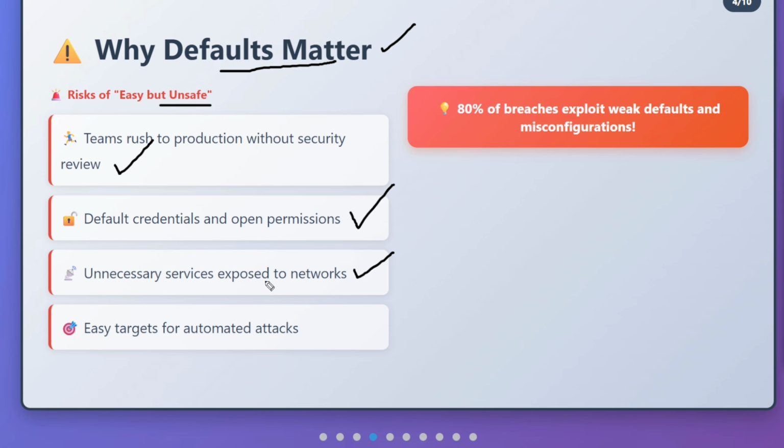Unnecessary services exposed to networks. Extra services, whatever we have earlier discussed, along with services and tools like SSH or debug tools, or some APIs that might be running and reachable from the outside world also. Okay, so this becomes an entry point for the attackers, and their job will become easy, and these are easy targets for automated attacks.